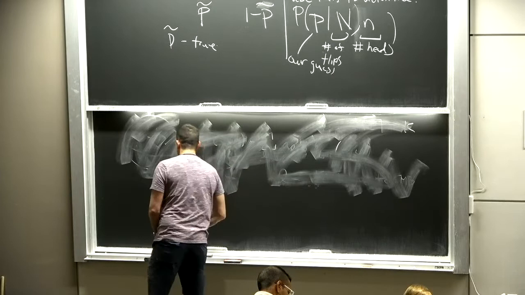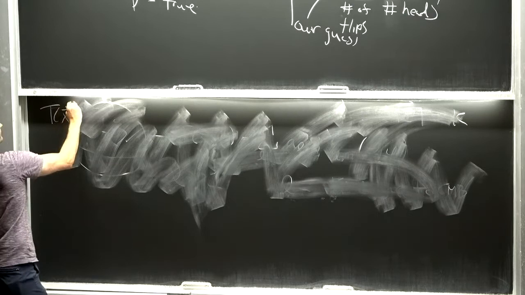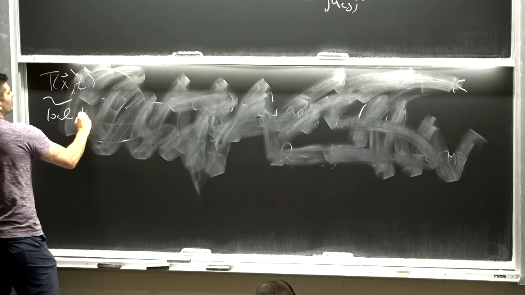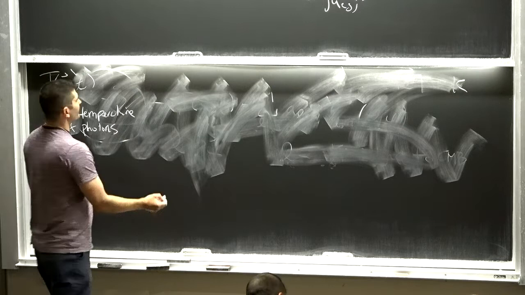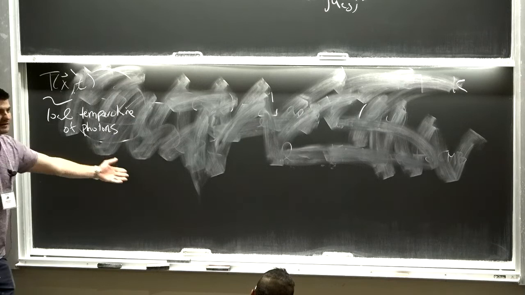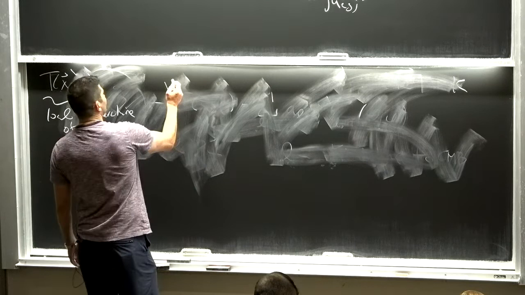So roughly speaking, we'll just call this the local temperature of the photons, as a function of time. This obeys something. This is a proxy for the density of the photons. The density of the photons is like a sound wave. There are pressure waves traveling through this fluid. So roughly speaking, it obeys something that looks like a wave equation.